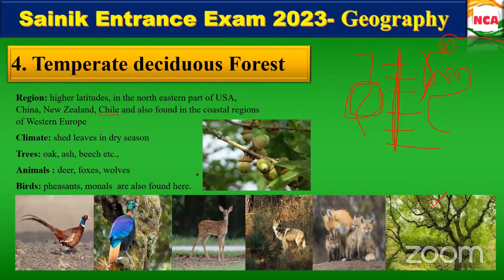When you see birds, pheasants and monals are also found here. This is a pheasant and this is the monal. And animals like deer, foxes, wolves. Deer, fox. This is wolf.